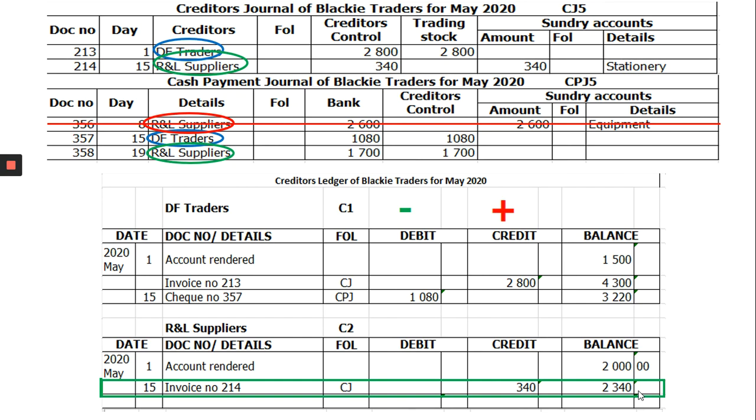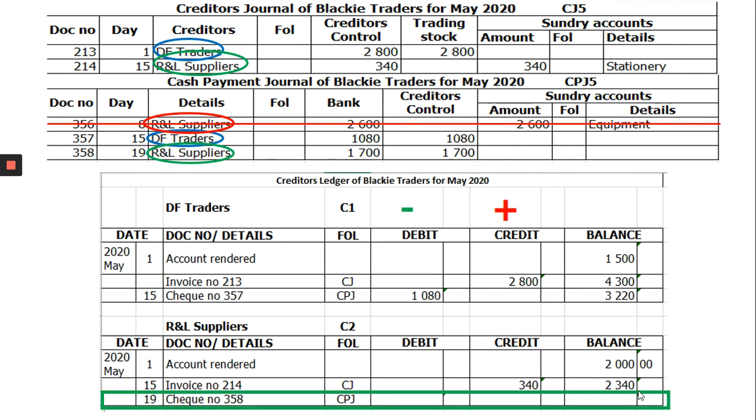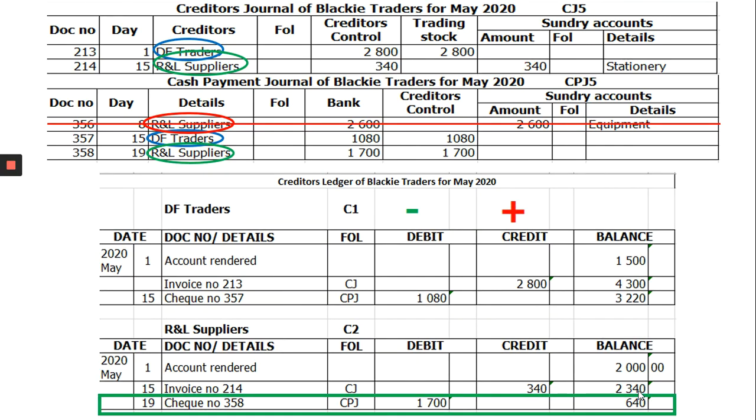Then the third transaction with R&L Suppliers was on the 19th, and that was in the CPJ, and you will see the amount stands at bank and at creditors control, so therefore our debt will decrease because that means that we paid part of our debt. So the date will be the 19th, the document number, check number 358, and we posted it from the CPJ, and the amount will stand on the debit side because our debt will decrease. To calculate our new balance, we will take the 2,340 minus the 1,700, which will be 640. And there were no more transactions with R&L Suppliers for the rest of the month. So that means at the end of the month, we still owe them 640 Rand.